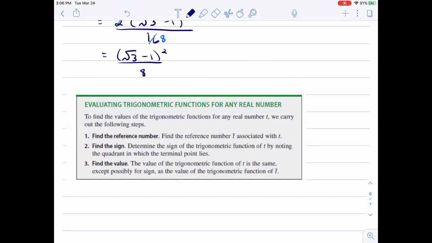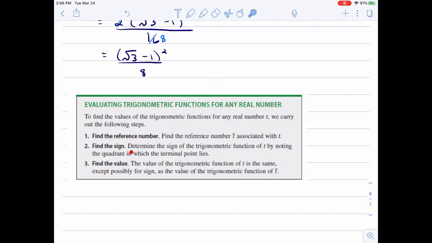So here, what we want to do is evaluate trig functions for any real number. So it doesn't just have to be pi over 3, pi over 4, pi over 6. It can be just any real number. And so the steps that we've outlined here, first thing we have to do is find the reference number, which is kind of the same thing that we were doing when we were finding how many times we'd gone around the circle and then what the point was that we ended up at.